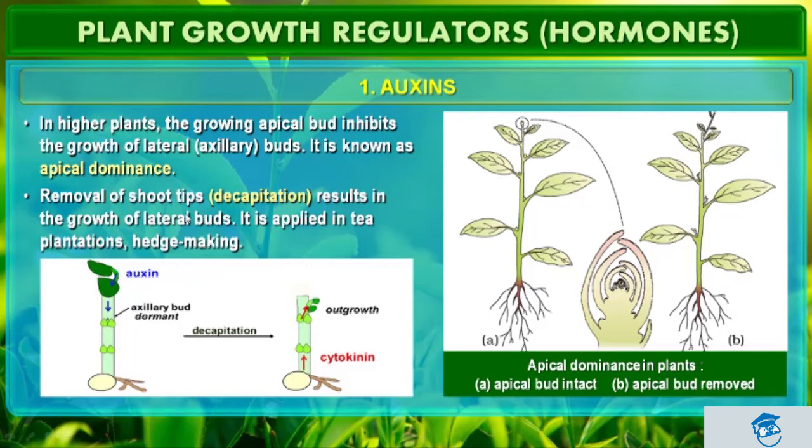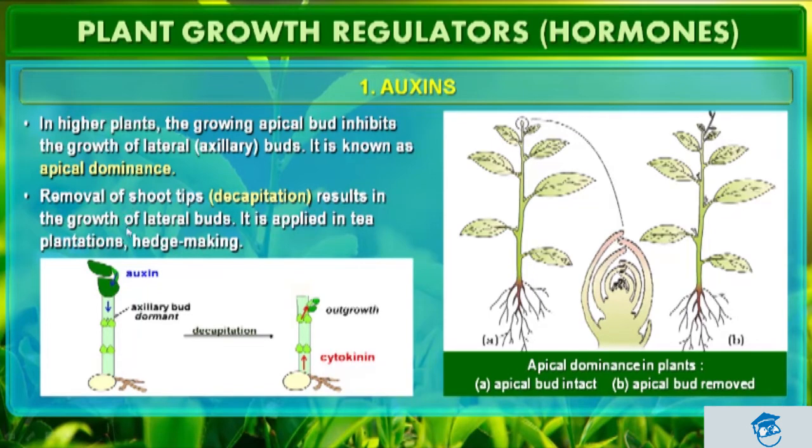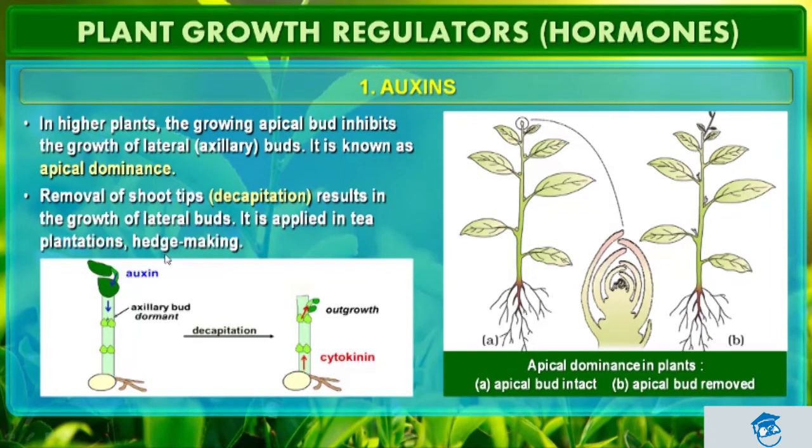Removal of shoot tip, that we call decapitation, results in the growth of lateral bud. Obviously, when you cut the apical bud from a plant body, then it will result in the growth of a lateral bud. It is applied in a tea plantation, which we call hedge making.